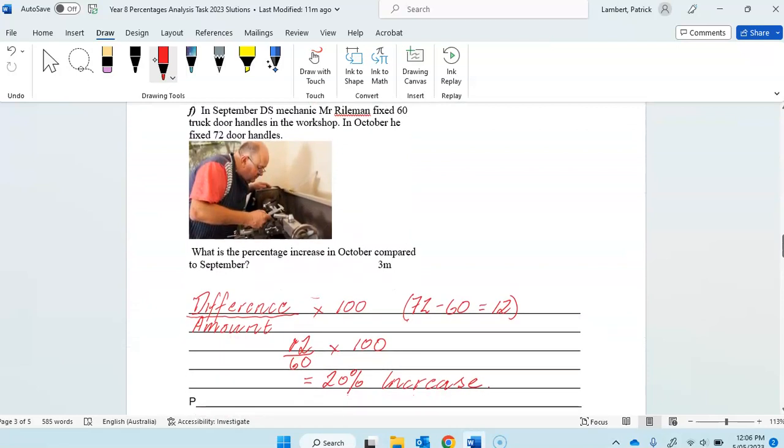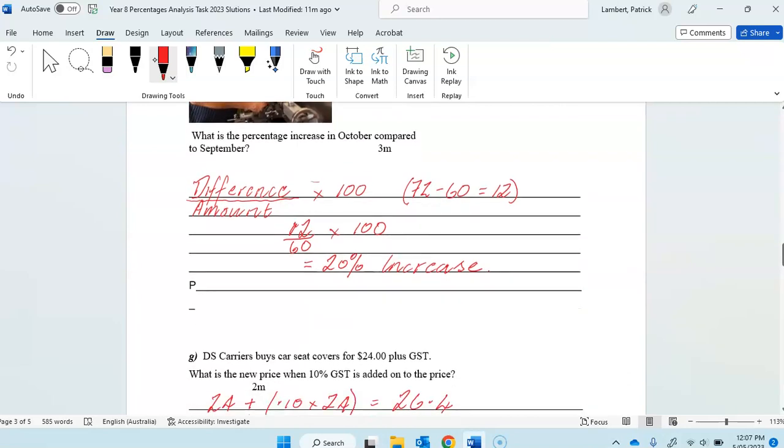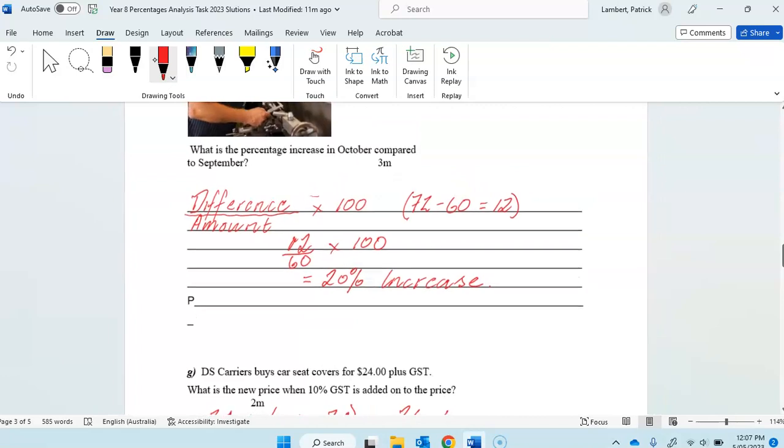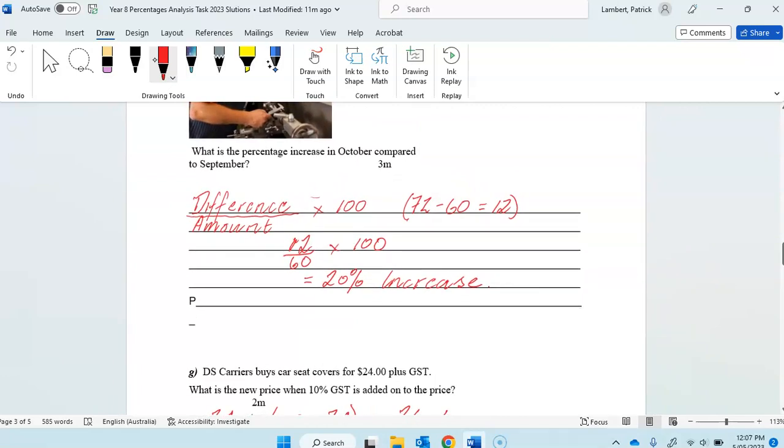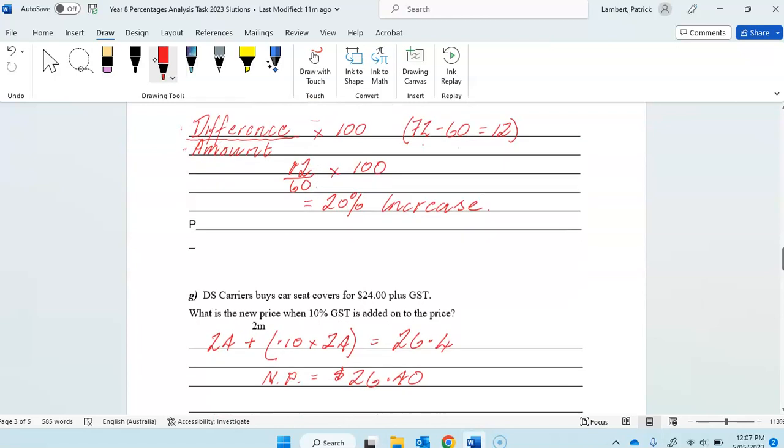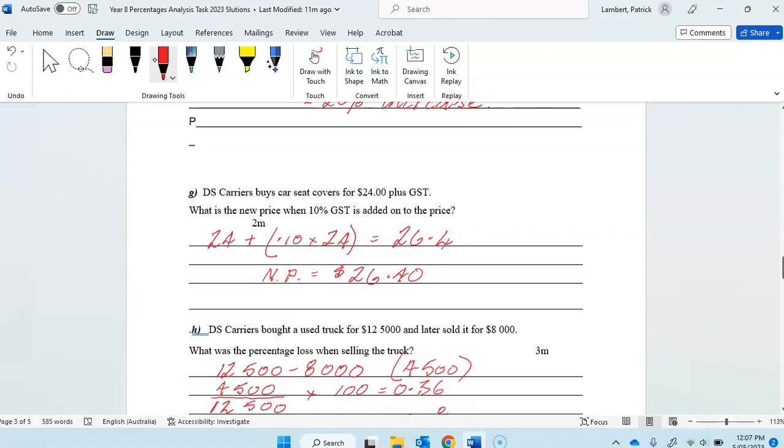Mr. Riley Man fixed 60 truck door handles in September, and then in October he fixed 72. What percentage increase? So when we do an increase, it's type 2. We have the difference over the original amount multiplied by 100. So 72 minus 60 is 12. So 12 over the original amount, 60, times 100. We have a 20% increase.